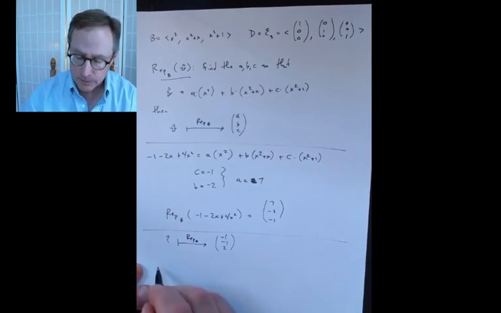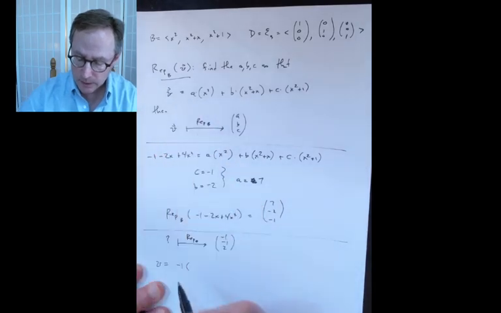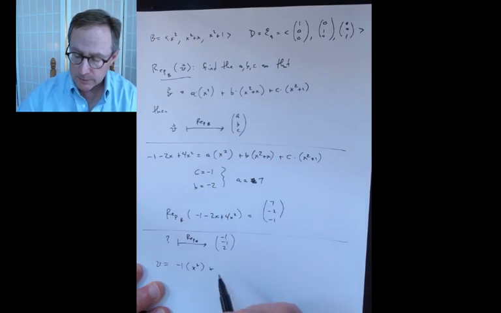Okay, and the answer simply is v is equal to -1 times, where is it? It's up here. There it is. -1 times x squared. -1 times x squared plus x.